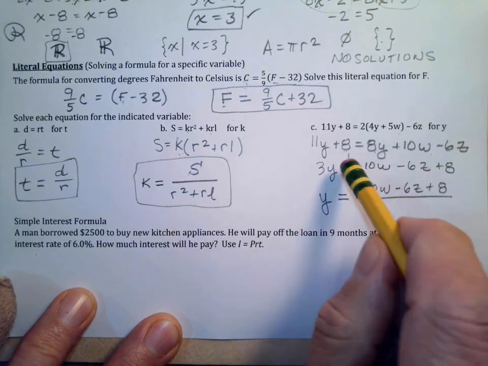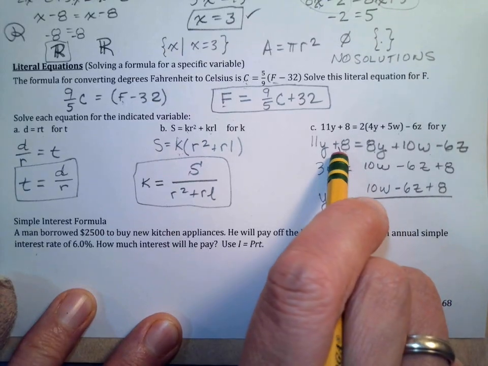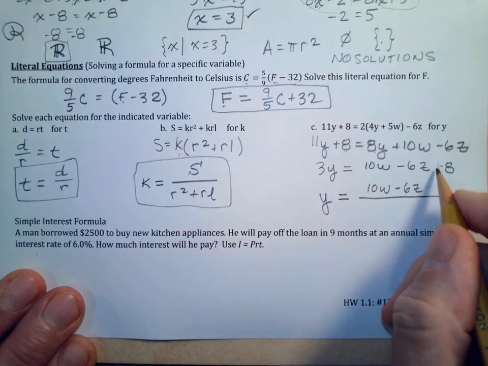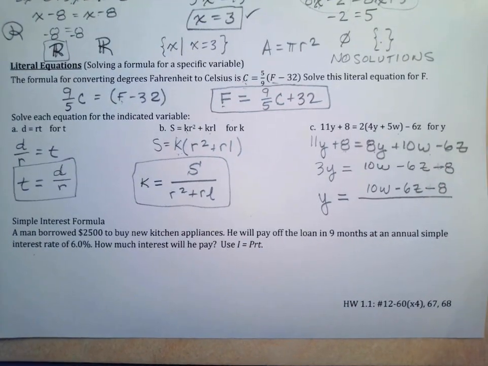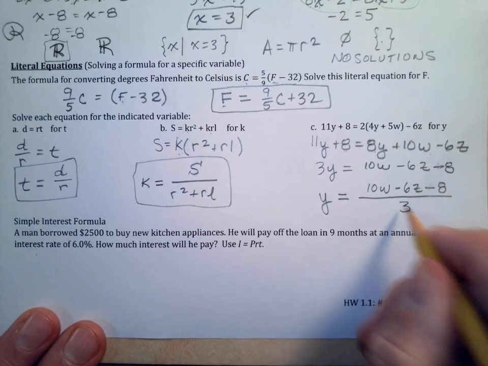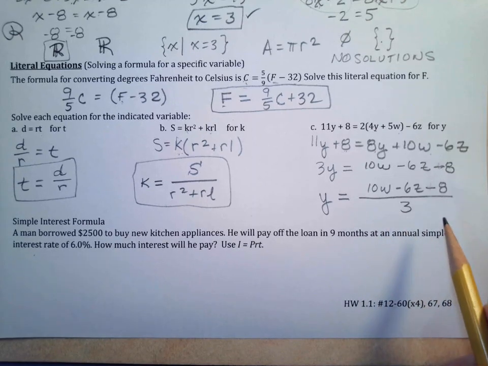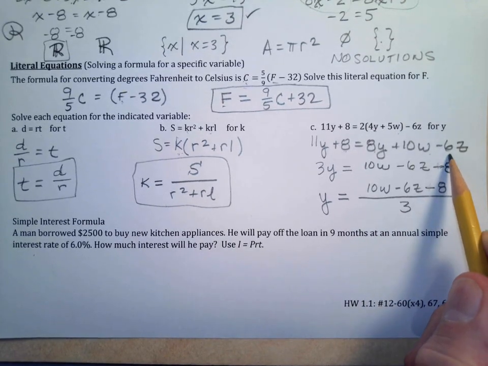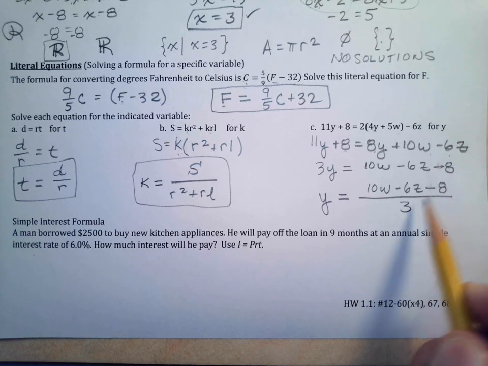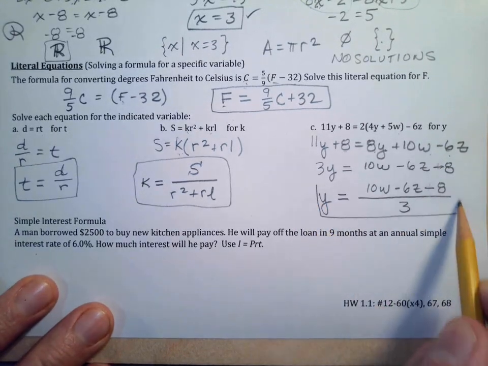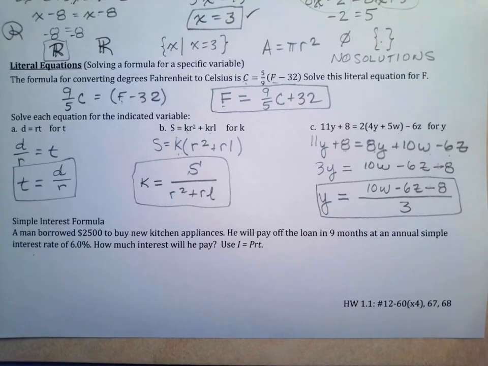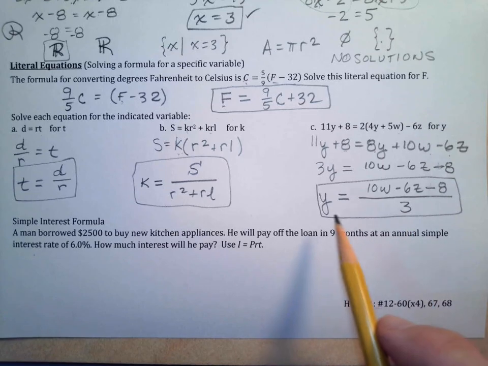Oh, wait a minute. I think I made a mistake here. This is plus 8. This should become negative 8 on this side. All right, and then divide that by 3. So 10w, 6z, and then divide that by 3. Okay. So that would be the literal equation solved for y.